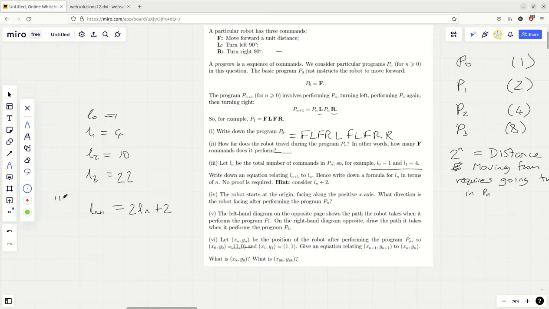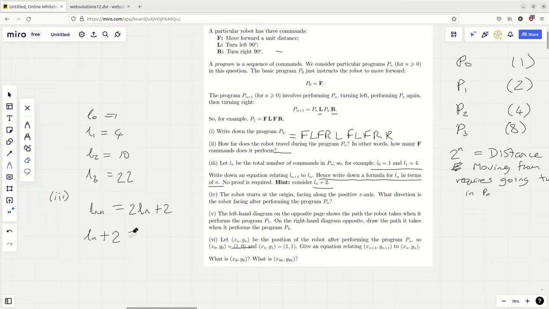That's part 3. We have got a little bit more on part 3 though, because it says hence write down a formula for Ln in terms of n. Oh, sorry, Ln. Yeah, I've got that Ln. Sorry about my L's. It almost looks like a u there. That's why I was getting a little bit confused. But okay, right. So it asks us specifically to look at Ln+2. So I will do as I'm told.